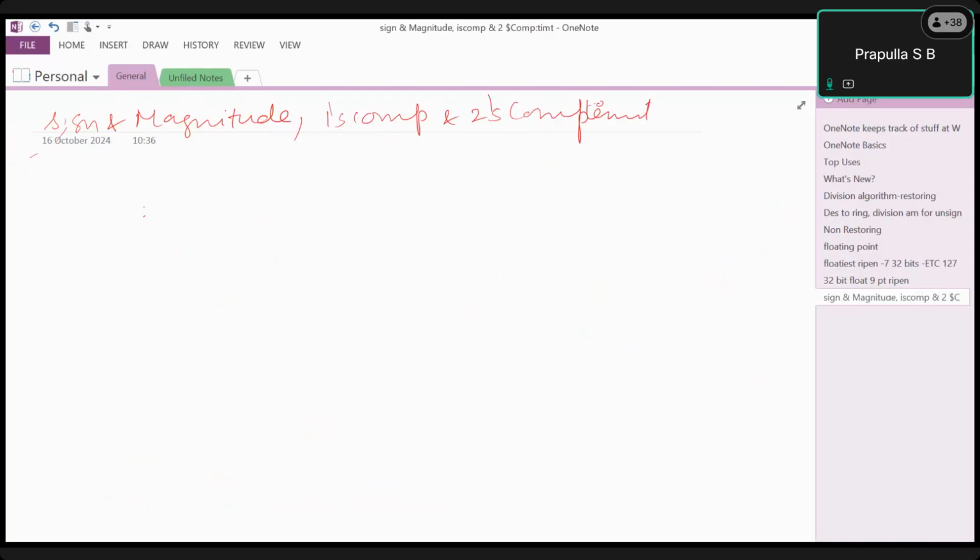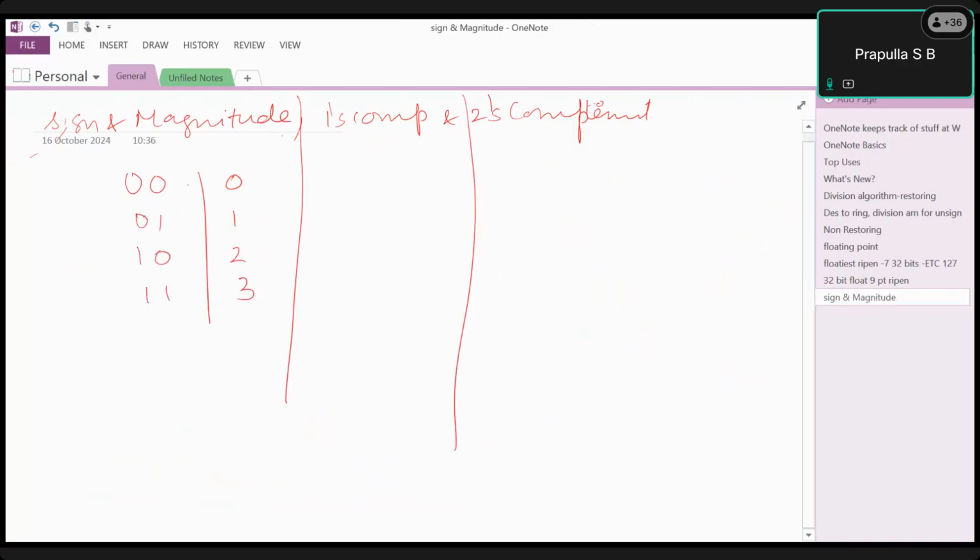So sign and magnitude, say for example, I want to represent the numbers from 0 to 3. 0, 1, 2, 3. So it is 00, 01, 10, 11. I am talking about sign and magnitude initially. Then ones complement, then twos complement we'll talk about. So this is 0, 1, 2, 3.